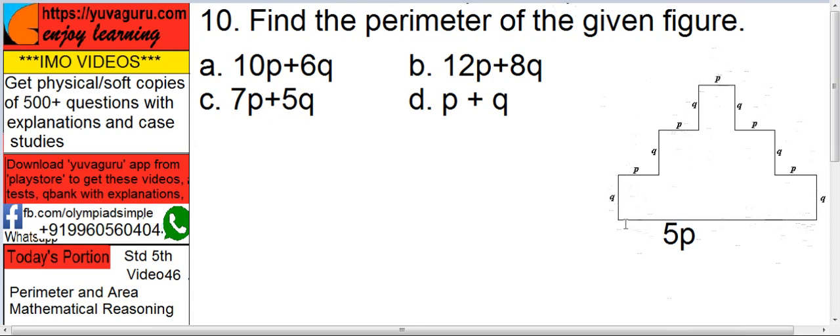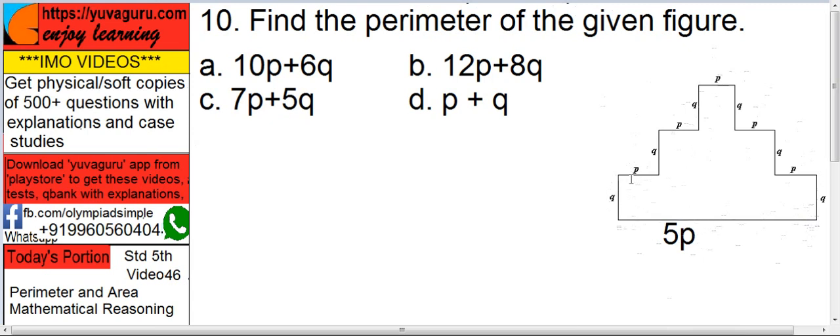5P is this side, because if you just calculate it, these all P's, if you bring it down on this line, it makes this full line, this full segment. So this is 5P. Now add, it's very simple now.